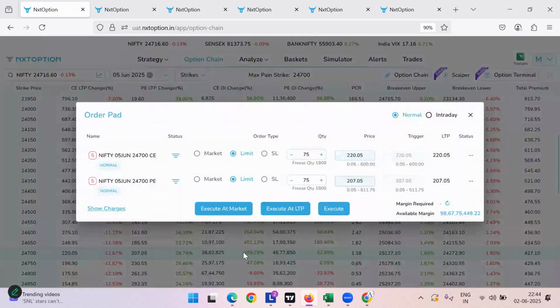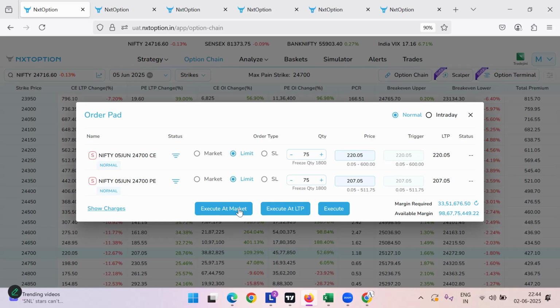That is, click on the short button. So you would be selling two: 24,700 call, 24,700 put with a single click. So if you say execute at market, both the legs will get executed at the market price.